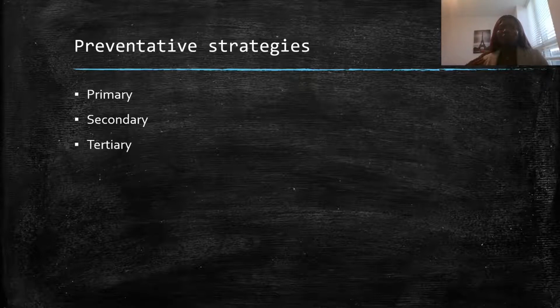Now the primary is right before you have Parkinson's, right before you are diagnosed with Parkinson's. The secondary is when you have been diagnosed with Parkinson's, but it's still in its early stages. The tertiary is when you know you have Parkinson's.